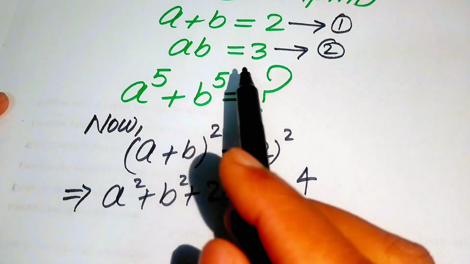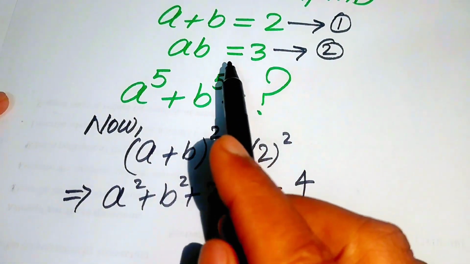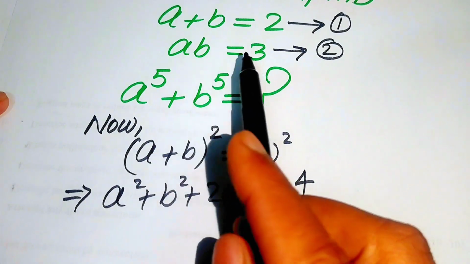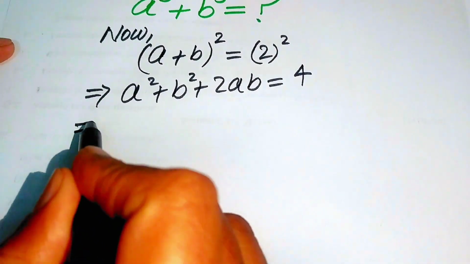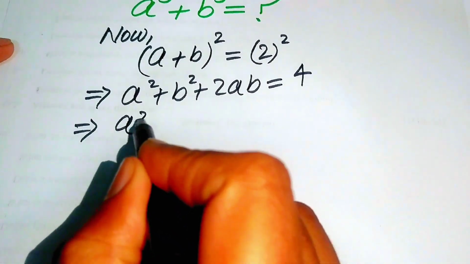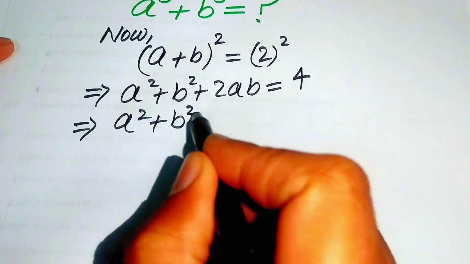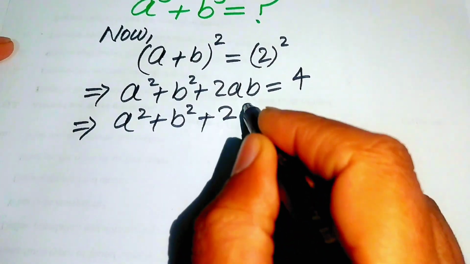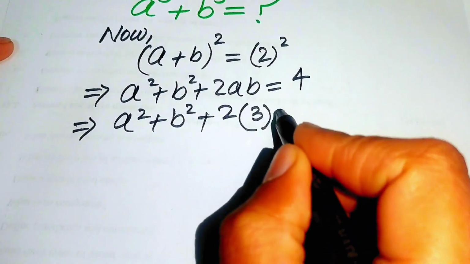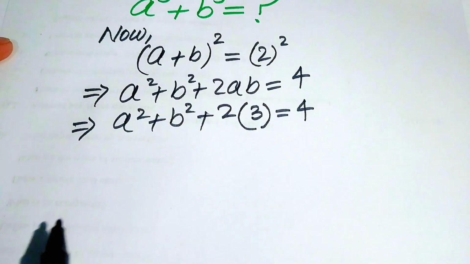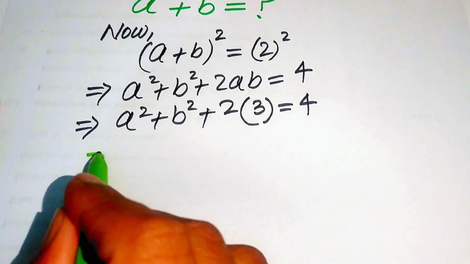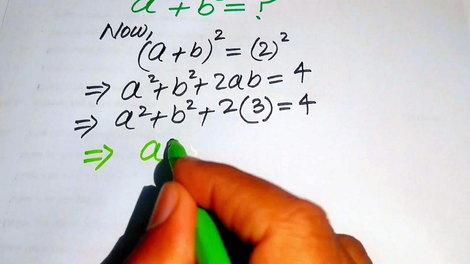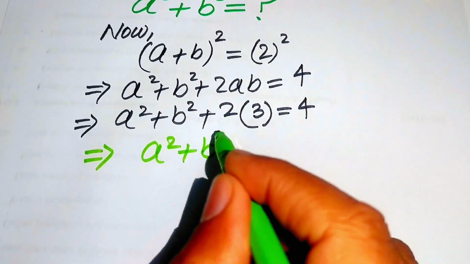Now we use equation number 2, in which we have the value of ab equals 3. We use this value in this equation, and it becomes a square plus b square plus 2 times ab, and the value of ab is 3, and this whole equals 4. In the next step we need to simplify this equation and find the value of a square plus b square.